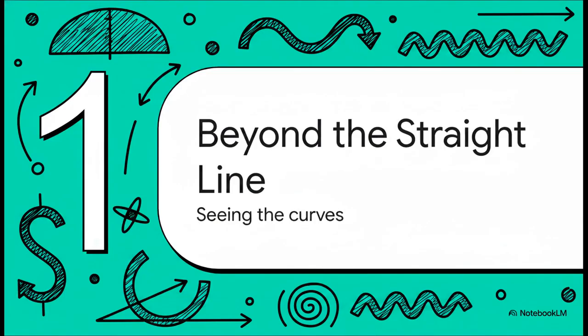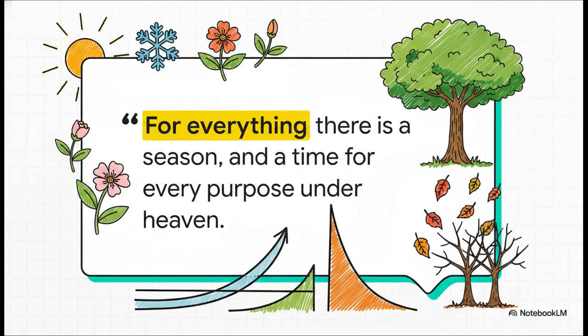Section 1. Beyond the straight line, seeing the curves in our world. To completely rethink how we see relationships between numbers, we've got to open our eyes to the unexpected turns all around us. And this beautiful quote from Ecclesiastes chapter 3, verse 1 brilliantly illustrates our big idea. It reminds us that for everything there's a season and a time for every purpose under heaven.